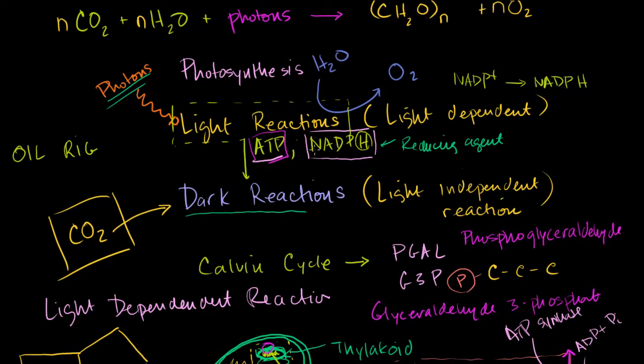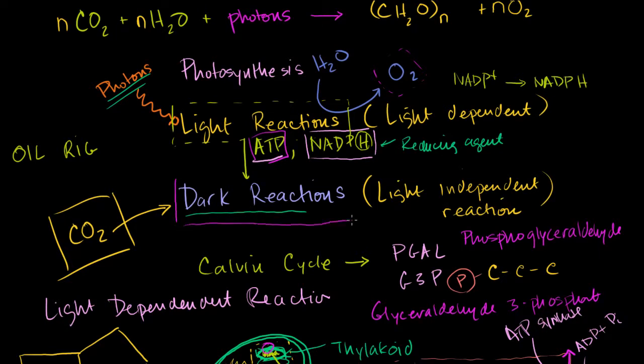And then the other byproduct is that we needed an electron to replace that first excited electron, so we take it away from water. And so we also produce oxygen, which is a very valuable byproduct of this reaction. But now that we have this ATP and this NADPH, we're ready to proceed into the dark reactions.